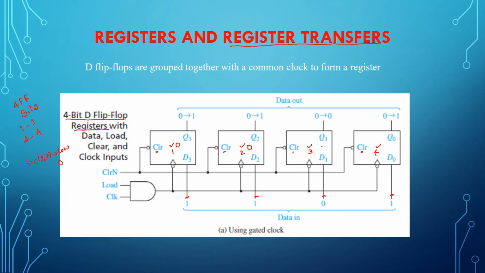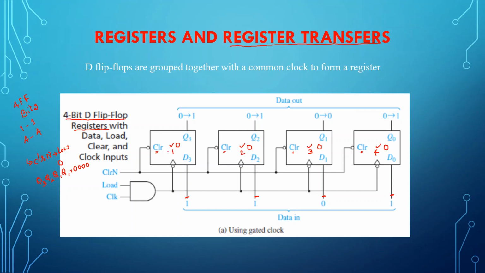It will all become zero, because you are given the clear input, right? You are not given the preset input. Preset input is not shown here. So as soon as you give the clear input, the data in the flip-flop will all be cleared. And if you go and check the output at Q0, Q1, Q2 and Q3, I'll write it down here, Q3, Q2, Q1 and Q0, this will all be 0, 0, 0, 0 because you have activated the clear input. Because of the activation of this clear input, all the data will become 0.